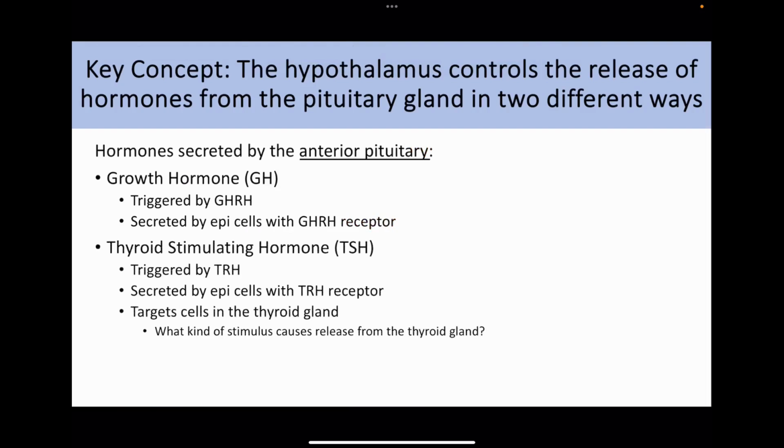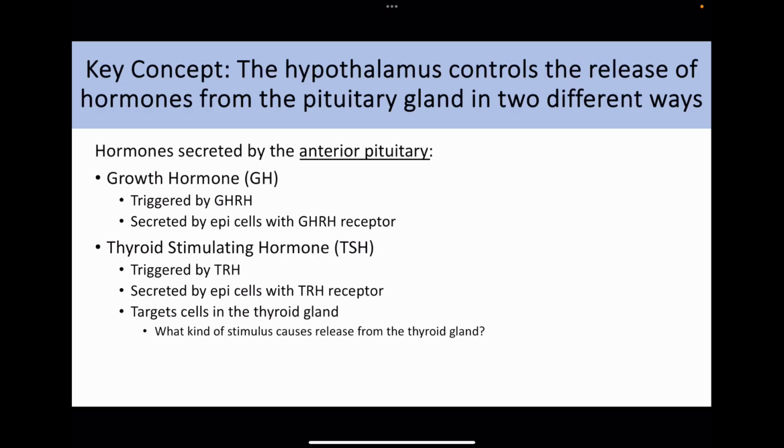Same concept with thyroid stimulating hormone, which is from the anterior pituitary. Its release is triggered by thyroid releasing hormone. Thyroid releasing hormone gets released by the hypothalamus. It travels down that portal system, binds to a thyroid releasing hormone receptor down there, and then the anterior pituitary gland can release thyroid stimulating hormone. There's going to be another step where thyroid stimulating hormone goes to the thyroid gland, binds to receptors there, and then the thyroid gland can release thyroid hormone. So it's like this cascade of events that occur.